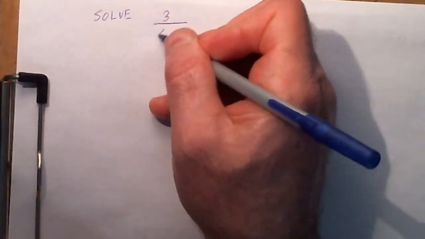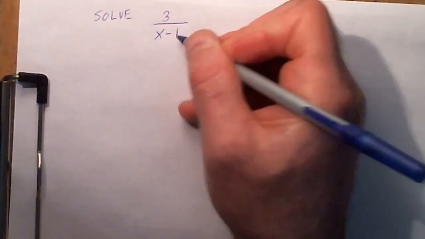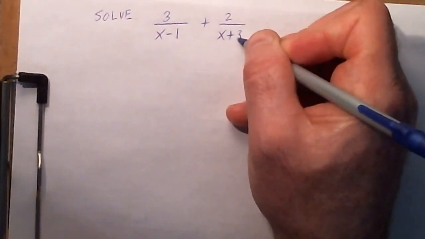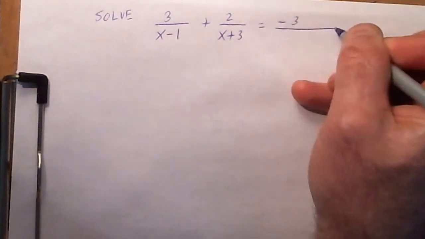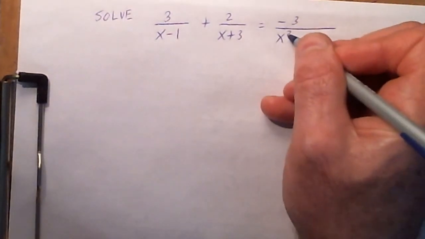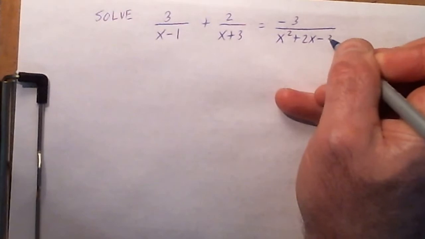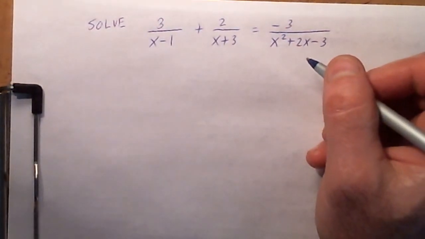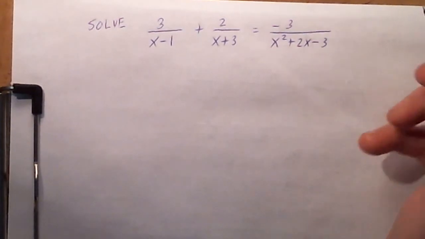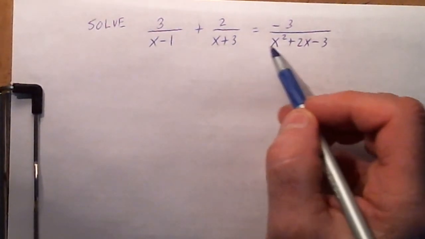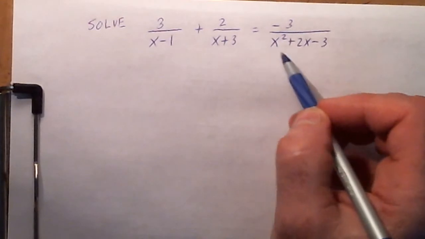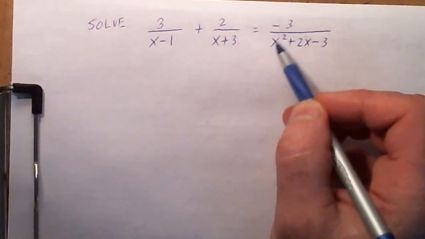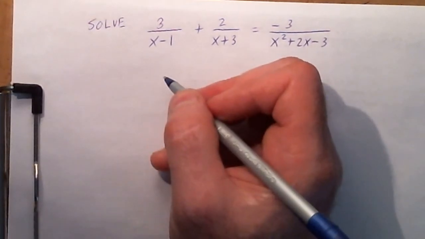Alright, we have 3 over (x minus 1) plus 2 over (x plus 3) is equal to negative 3 over (x squared plus 2x minus 3). So here is a rational equation, and we want to solve the rational equation for x. Notice that some of our denominators, namely the last denominator over here, is in need of factoring, so we need to completely factor this trinomial first before we go any further with this problem.